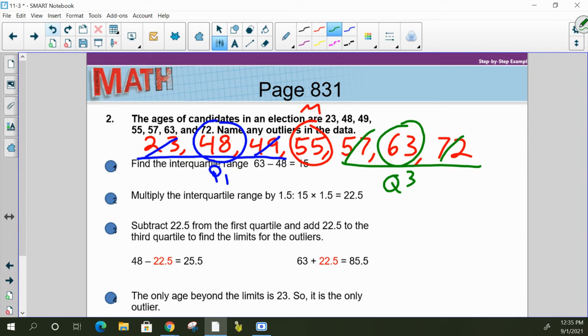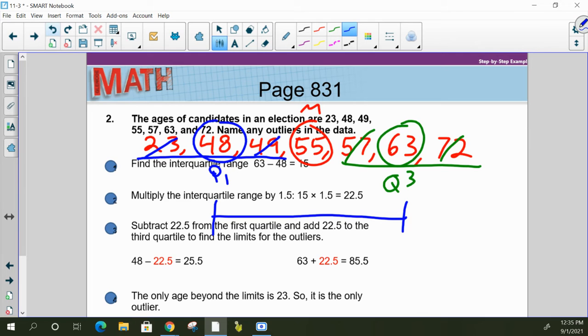All right, so let's go back to our data here. We need to find the interquartile range, also called the IQR. That means we need to find the range between quartile 1 and quartile 3. How far is it between those two numbers? If I want to know the distance or the difference between those two, what kind of math problem am I going to do? Yeah, subtraction.